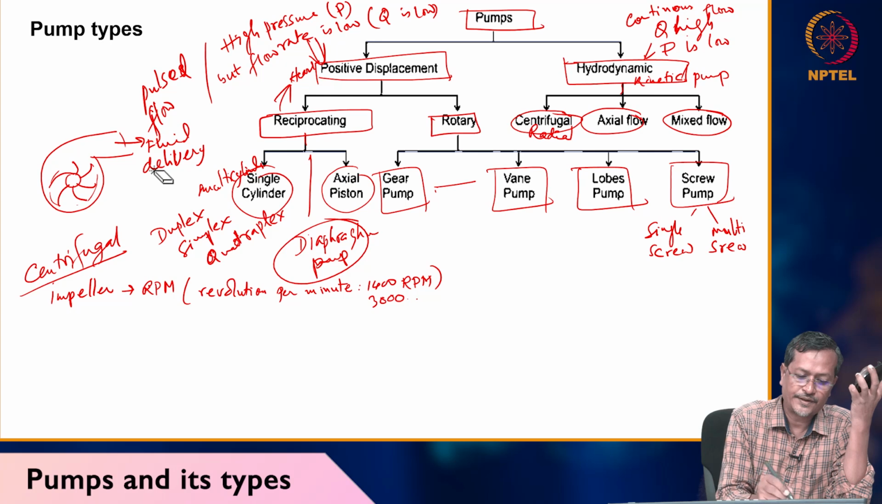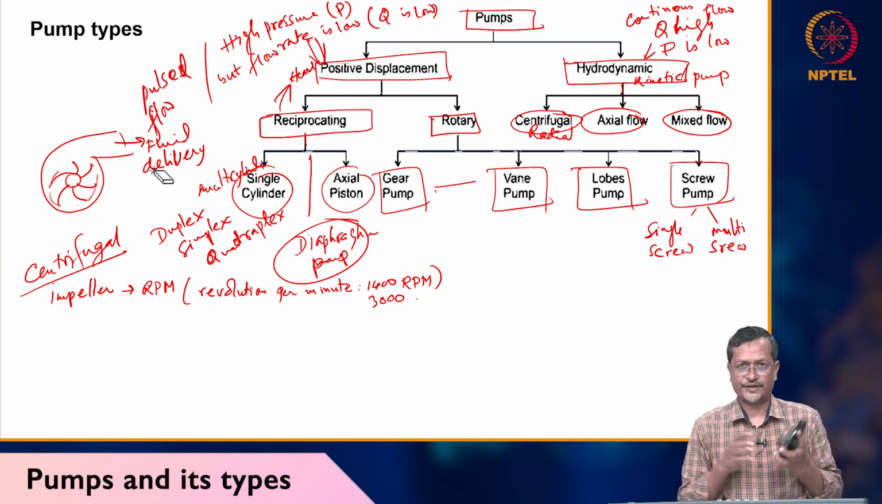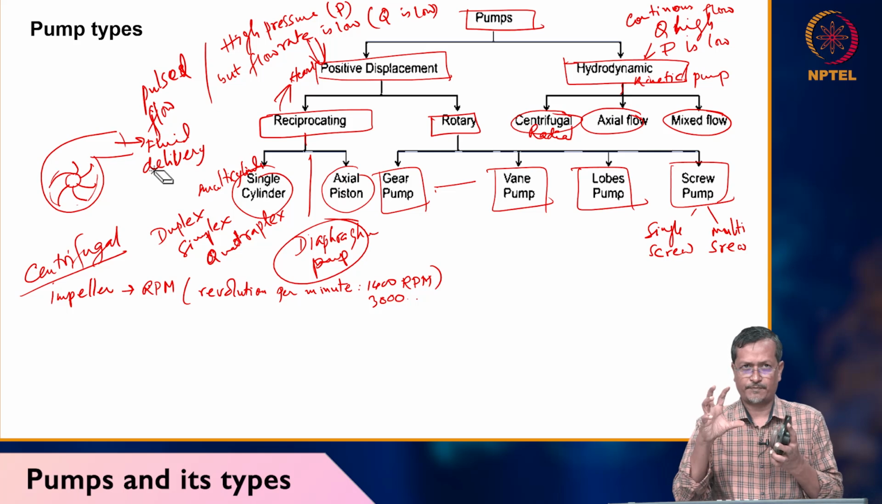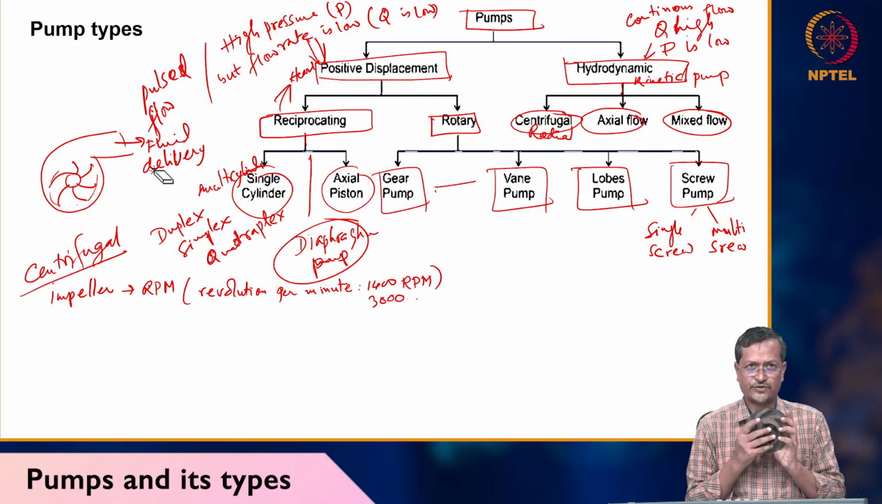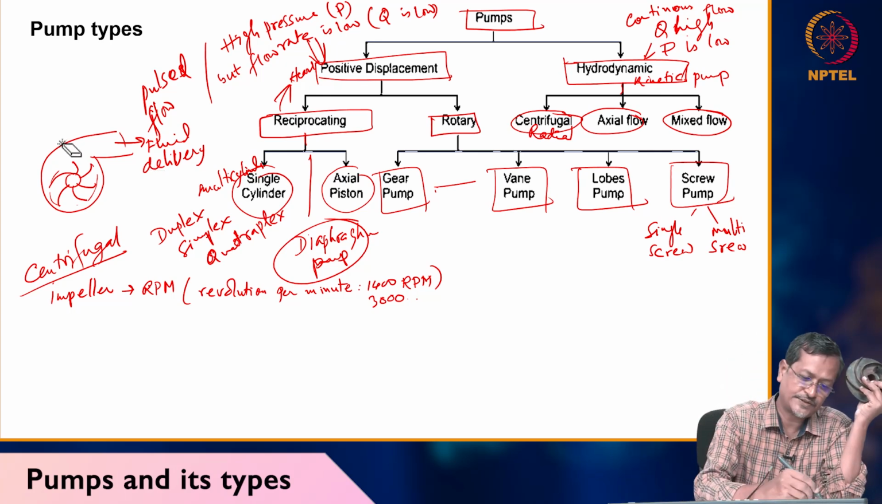In your household applications, gardening or everywhere, you can see some small pumps being used, continuous flow pumps. That pump is called an impeller diffuser pump or volute. This is called the casing, or sometimes called the volute diffuser.